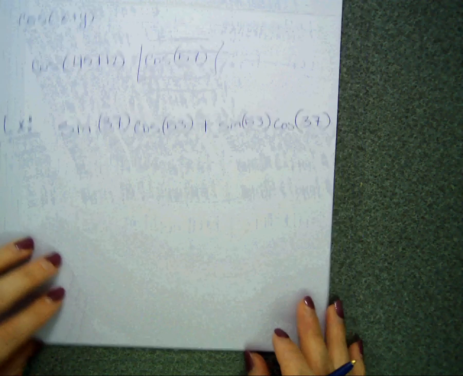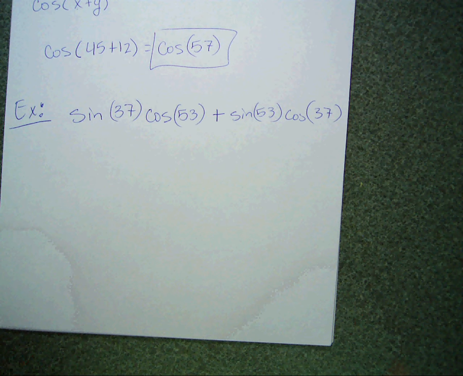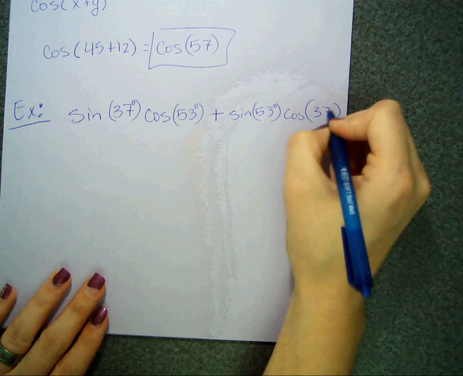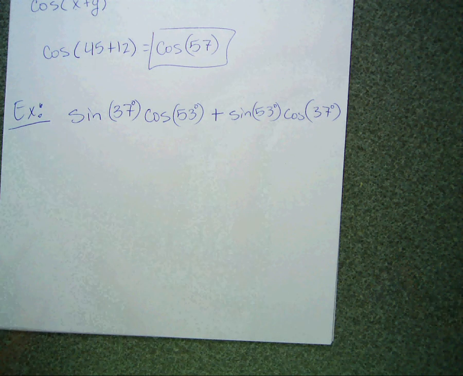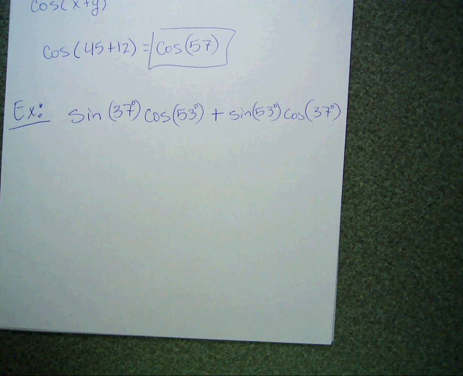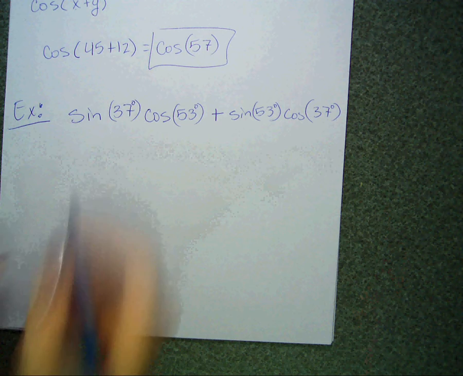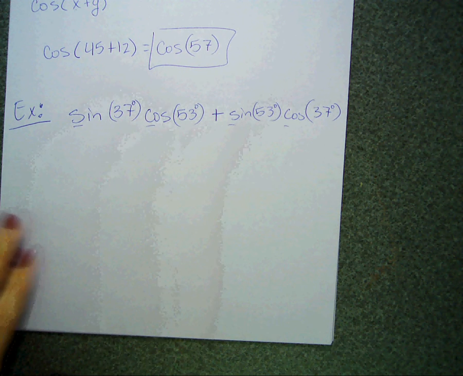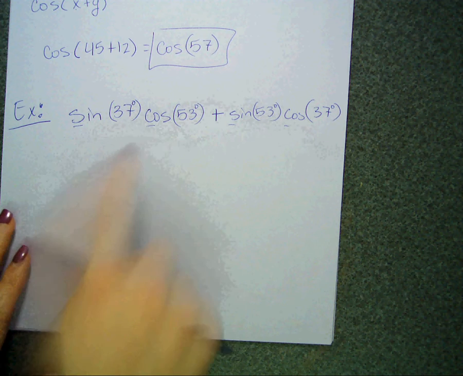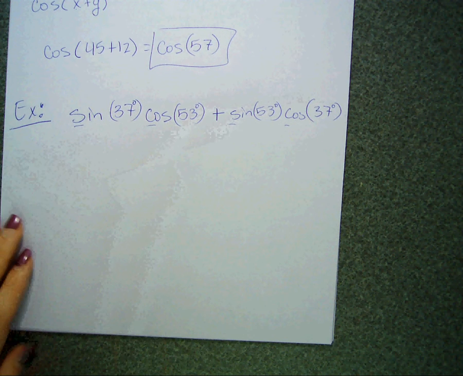Okay, so in this example, I have sine of 37 cosine of 53 plus sine of 53 cosine of 37. And I didn't put my degrees on here, but these are degrees. Put all my little degrees to be mathematically correct. And so looking at this expression, sine and cosine are alternating. Right? So sine, cosine, sine, cosine. And the values inside are alternating as well.